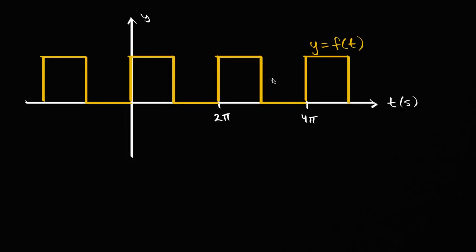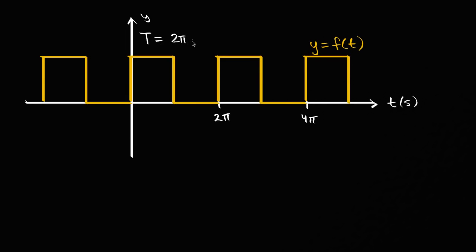So I have the graph of y is equal to f of t here. Our horizontal axis is in terms of time, in terms of seconds. And this type of function is often described as a square wave. And we see that it is a periodic function, that it completes one cycle every 2 pi seconds. And so we could say its period is equal to 2 pi.